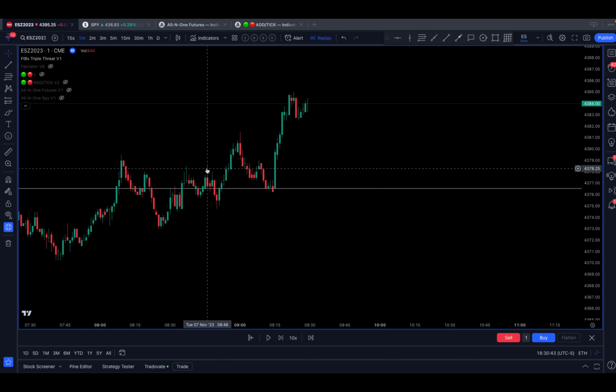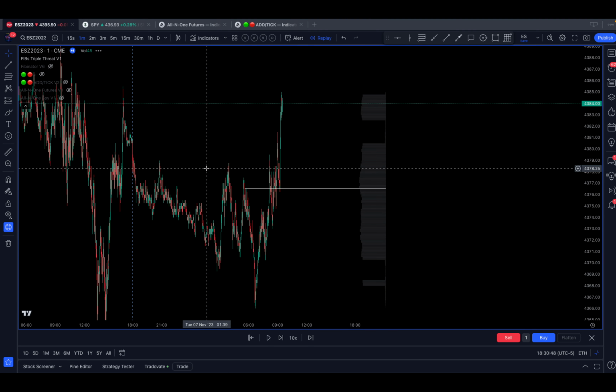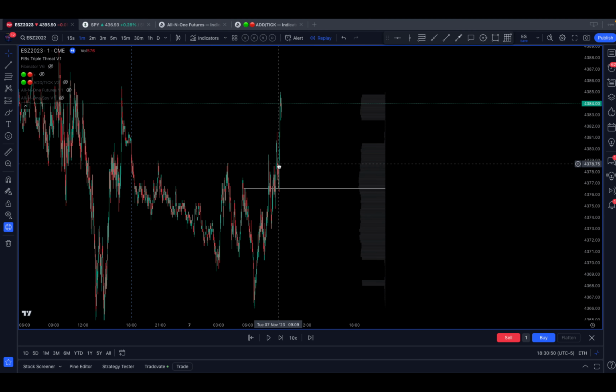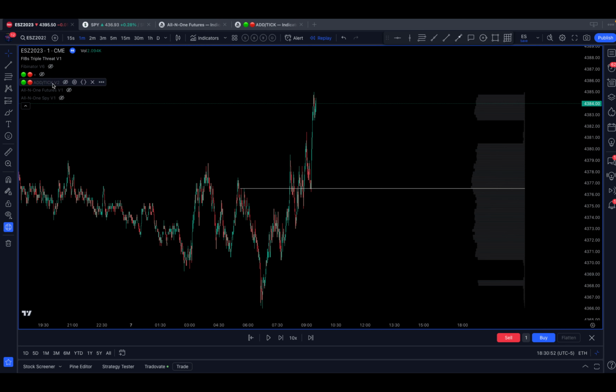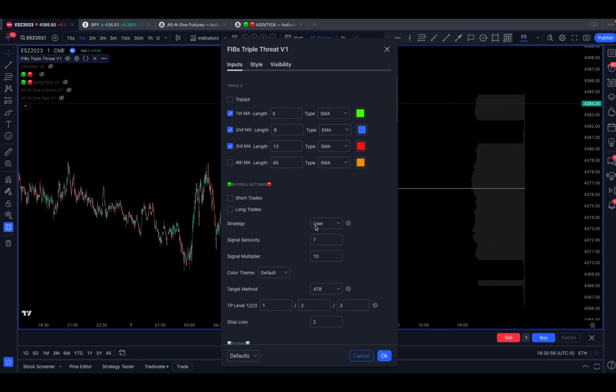Again, it sucks in replay. As you can see, I have to shrink it up a lot, but in real time, it works perfect in real time. The white line is the POC of that.